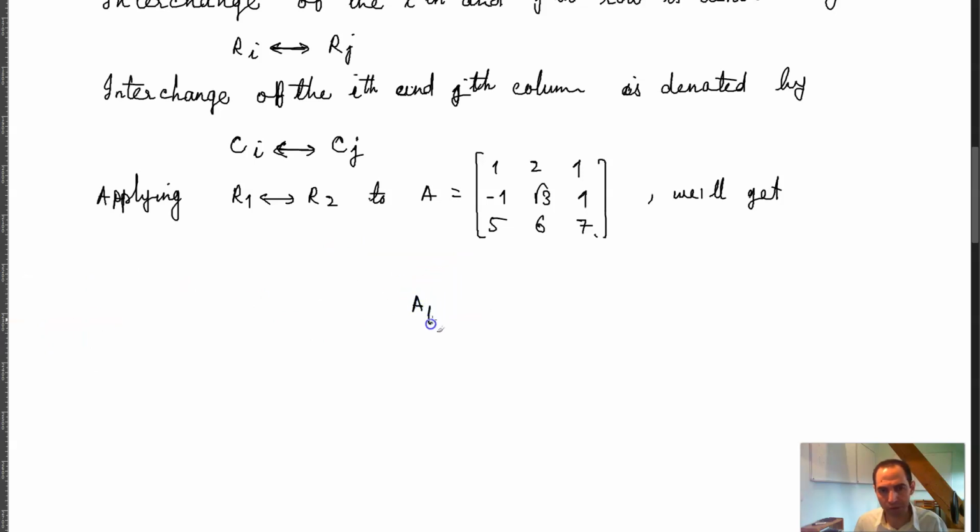I'm just making up some sort of notation. A of transformation, for example, is equal to, first I need to write this row, which is negative 1, square root of 3, 1. And then the second, I will write the first row. So 1, 2, 1. And then 5, 6, 7. And that would be basically the matrix that you would get. Pretty simple.